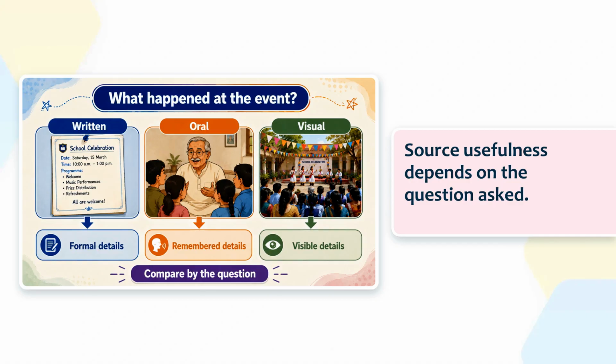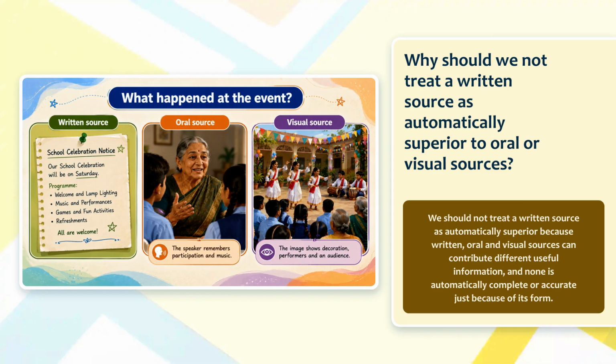Source usefulness depends on the question asked. A written, oral, or visual source can each be useful for different details. Compare what each panel contributes to the same question. Why should we not treat a written source as automatically superior to oral or visual sources? The 3 equal panels show the reason.